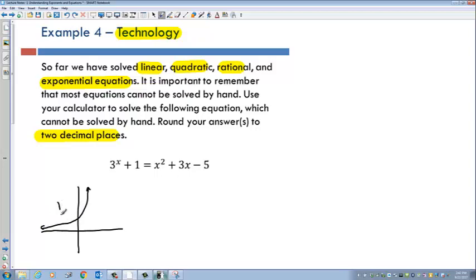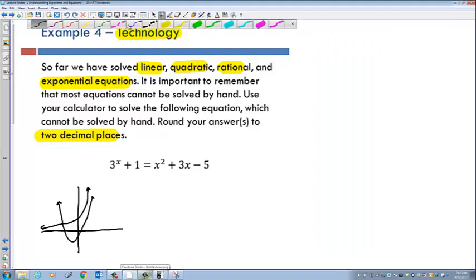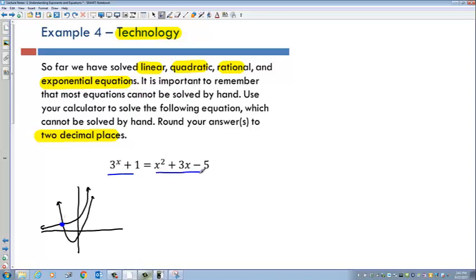And then it had this one kind of going up like that, right there. And we're looking for where it intersects. So you want to find this point right here. And that input value, that x value, will be the answer that solves this equation.